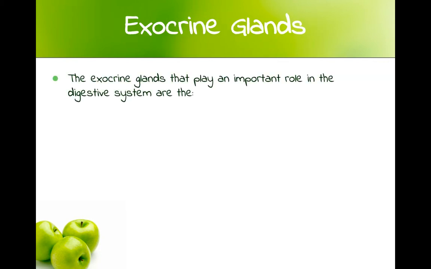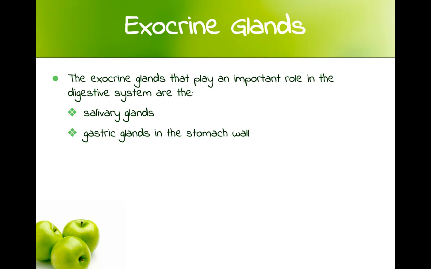And we're going to just focus on exocrine glands for digestion. So the exocrine glands that play an important role in the digestive system are the salivary glands, the gastric glands that are in the stomach wall, the pancreas, and the glands in the wall of the small intestine.